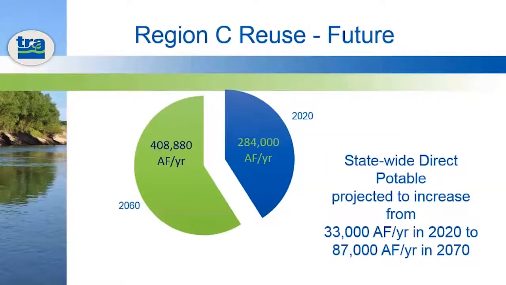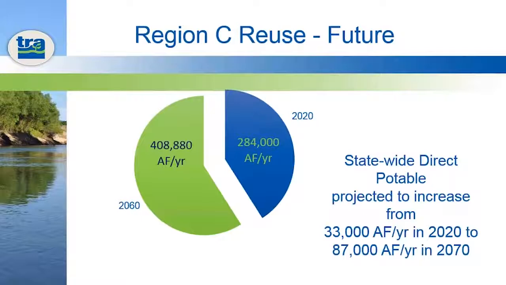So looking at the future of potable reuse, if we're looking just at Region C, which is the pie chart you see in 2020, this is potable reuse in general, not just direct potable anymore. Now we're looking at the whole gamut. About 284,000 acre feet, as I mentioned earlier, in 2020, growing to almost 409,000 acre feet per year by 2060 that's available. Statewide, direct potable is projected to increase from 33,000 acre feet in 2020 to almost 90,000 acre feet per year by the year 2070.